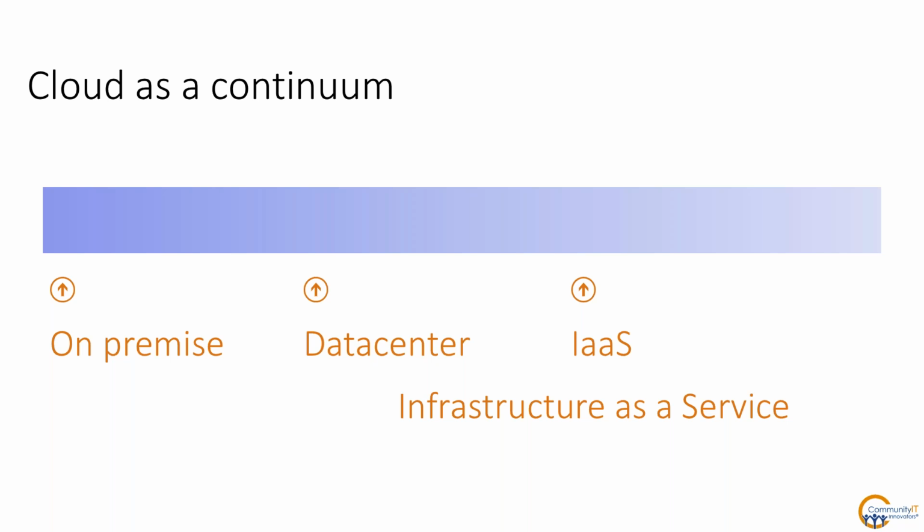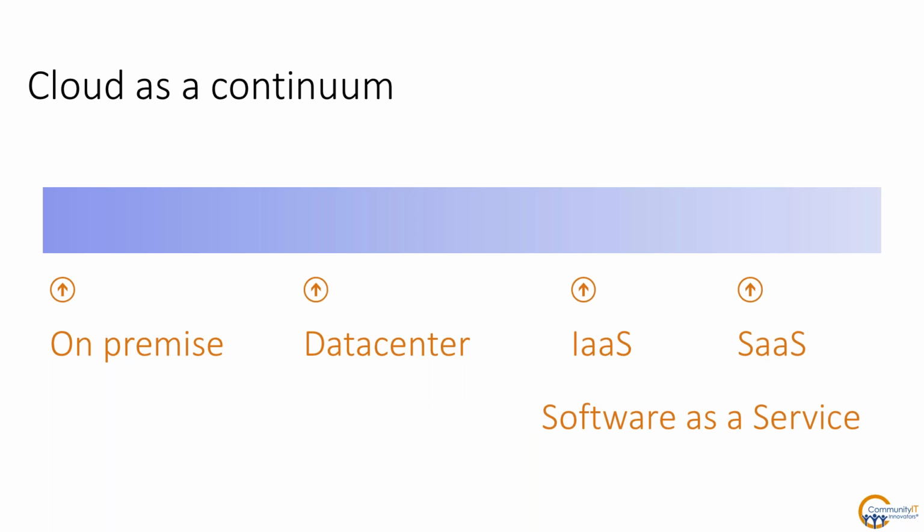Infrastructure as a service gets rid of those requirements. Instead of purchasing physical hardware, you're basically purchasing virtual instances of hardware, virtual servers, if you will, and managing those servers as if they were real. And finally, the ultimate in cloud, and typically when people talk about cloud, this is usually what they're referring to, software as a service.